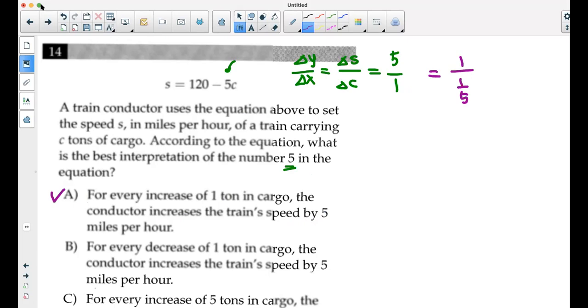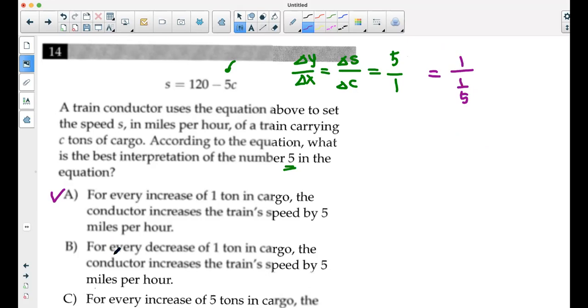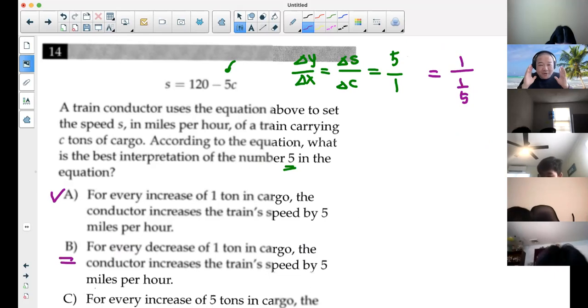I'm gonna see. What did the answer key say, guys? Can somebody tell me? Because my guess is they probably made a typo. Okay, the answer key says B. Let's see. For every decrease of one ton of cargo, the conductor increased. Okay, based upon the writing as it is, the answer should be A.